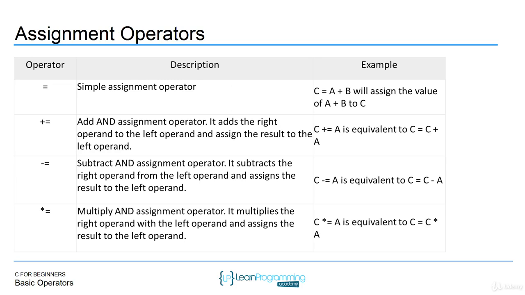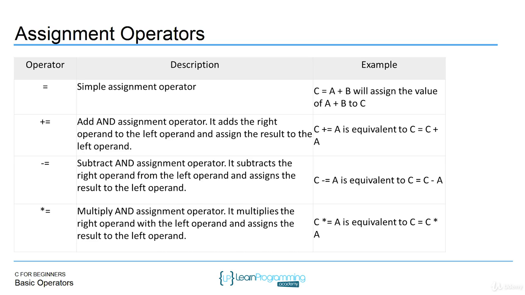Now here are the assignment operators. We're pretty familiar with at least the simple assignment operator, which is the equal symbol. The equal symbol assigns data, and that's pretty basic. C equals A plus B. C is going to be the result of A plus B. Now there are these compound operators where you can do plus equals, or minus equals, or star equals. Plus equals is where you add and assign. So it adds the right operand to the left operand, and then it assigns the result to the left operand. So you could say C plus equals A, and that's the same as saying C equals C plus A.